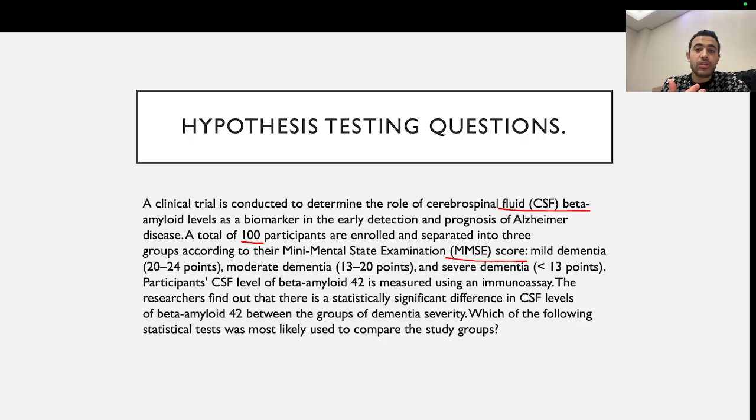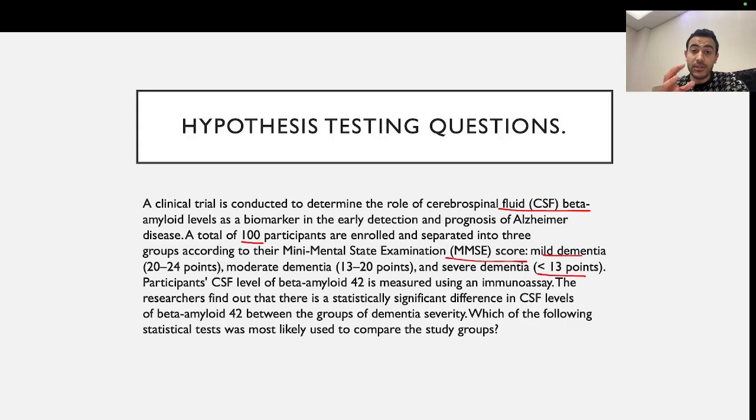And the researcher divided these participants into three groups. Mild dementia if the participant got from 20 to 24 points on this scale, moderate dementia if the participant got from 13 to 20 points, and severe dementia if the participant got less than 13 points.